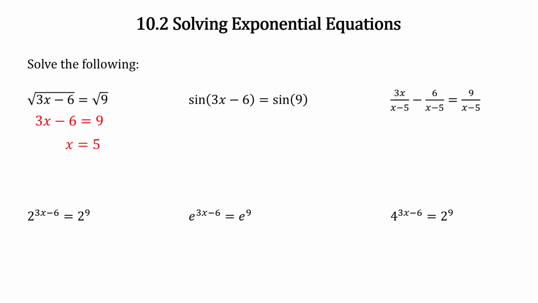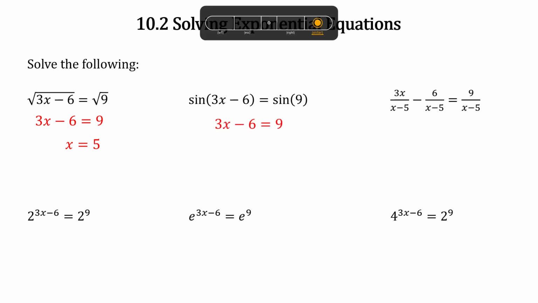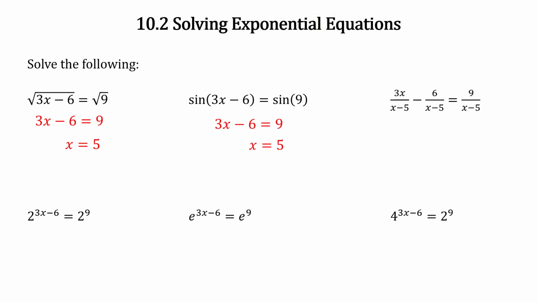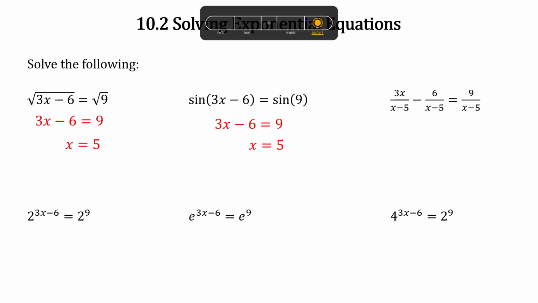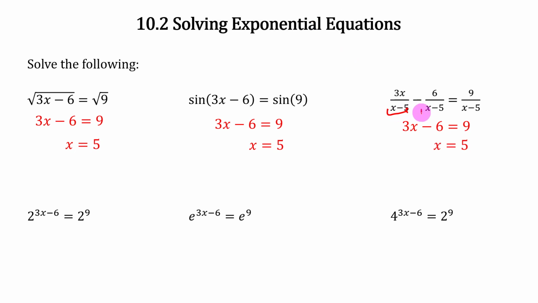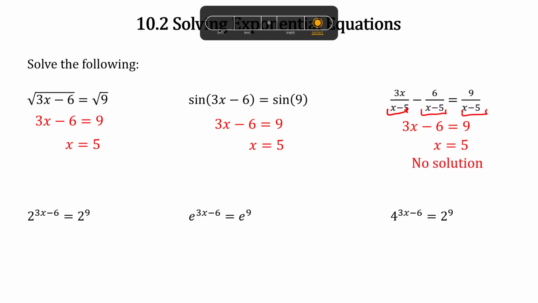Sine of 3x minus 6 equals sine of 9. Well, guess what? 3x minus 6 has to equal 9. So x is going to be 5. Over here, all the denominators are the same, so we can just ignore the denominators. We're going to get x equals 5. The only problem with this is that, because of these, x cannot be 5, so this would have no solution.